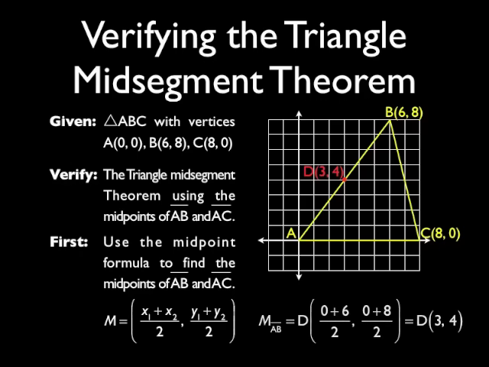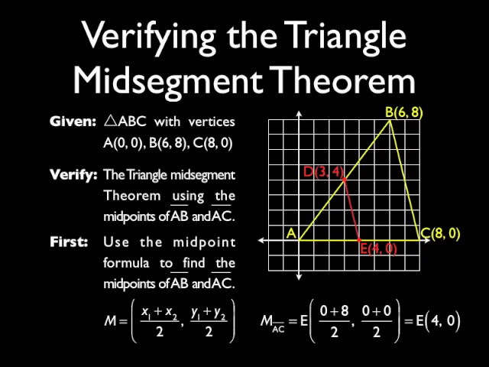Now we'll find the midpoint of segment AC. Once again, we just simply plug in the numbers, (0 plus 8) divided by 2, and the y-coordinates are much easier, (0 plus 0) divided by 2. That gives us the coordinates of (4, 0) for E, the midpoint of segment AC. Now we can quickly draw in the midsegment, and we can get started with everything else. Moving on to step 2.